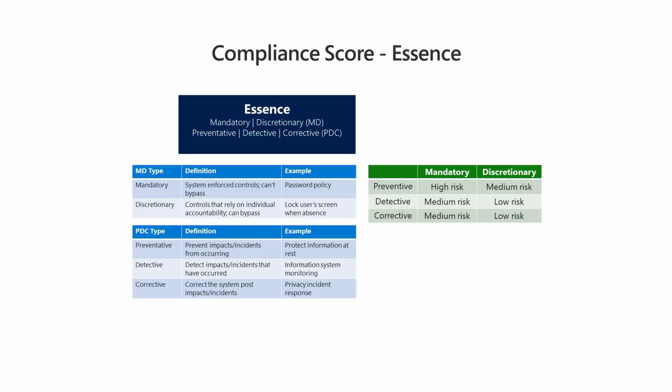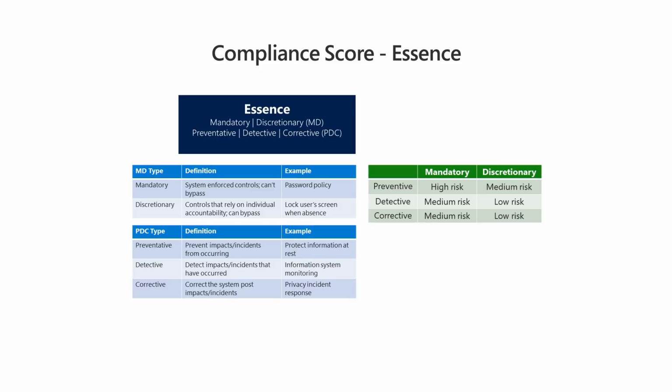For the other dimension of essence of control, we categorize each control by whether it prevents, detects, or corrects failures or incidences. For example, protecting information at rest with encryption is a preventative control to protect data from attackers and breach. Information system monitoring is a detective control to monitor the system. Privacy incident response is a corrective control to recover the system back to the operational state after impacts.